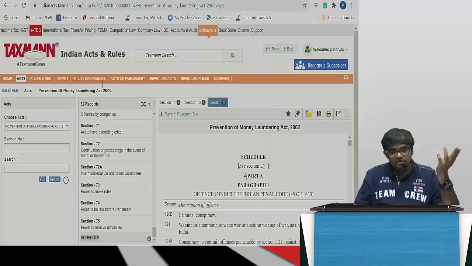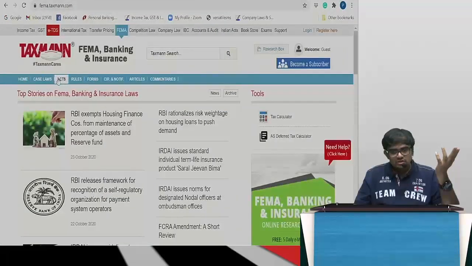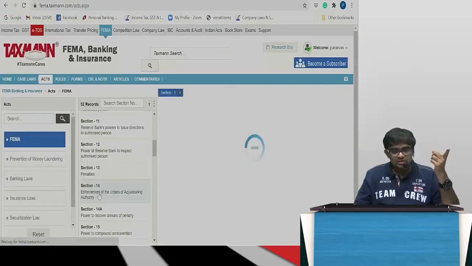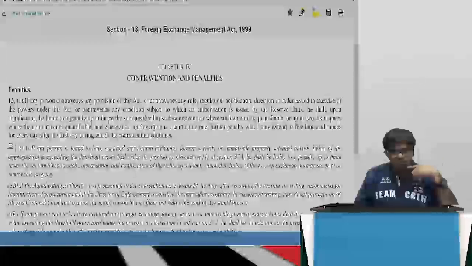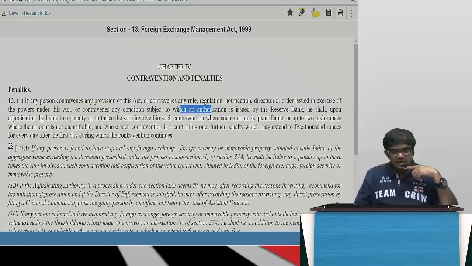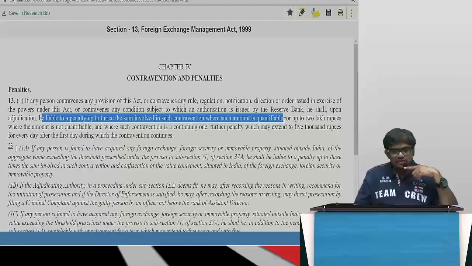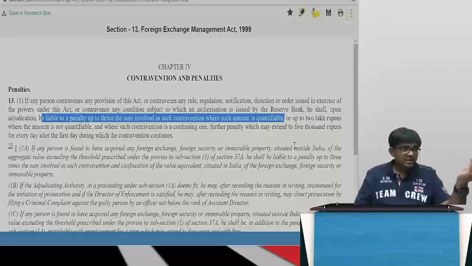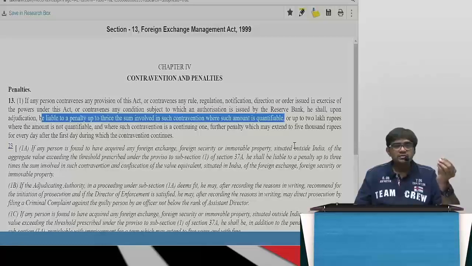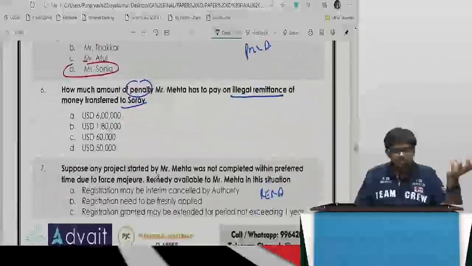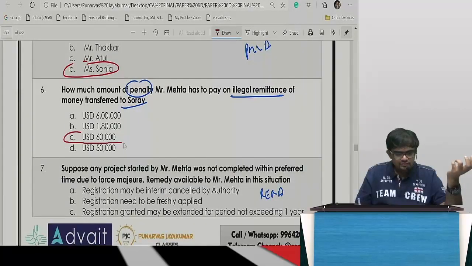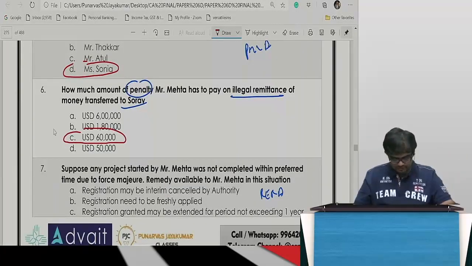For that I have to open FEMA and go to section 13. We discussed it in the mapping. Section 13: liable to pay a penalty of thrice the amount involved in contravention where it is quantifiable. Yes, it is definitely quantifiable. 2,70,000, maybe 20,000 is extra. 20,000 into 3 is 60,000 US dollars. Very simple. 60,000 here. Got it, buddies? Very, very simple.